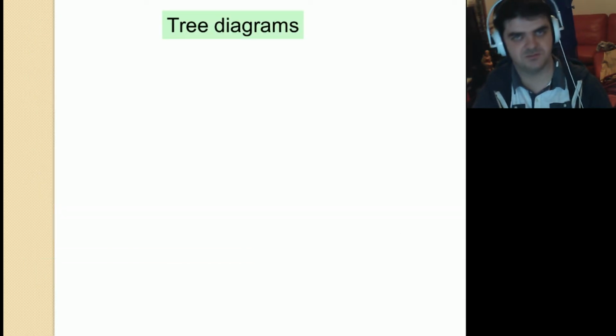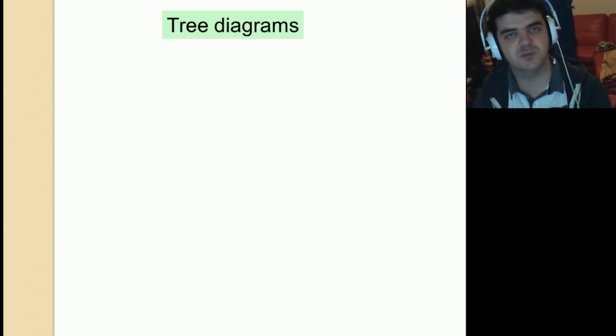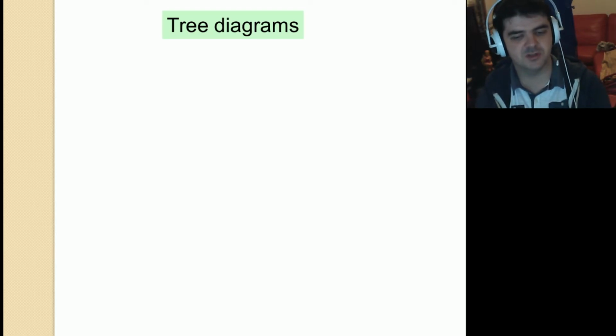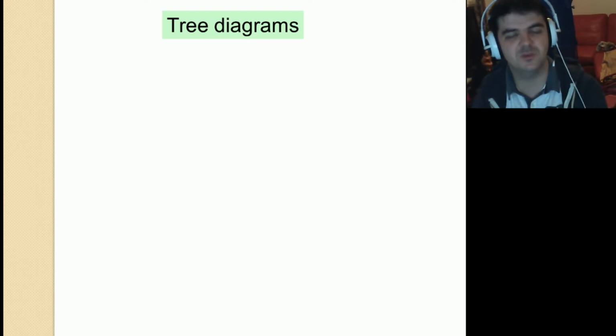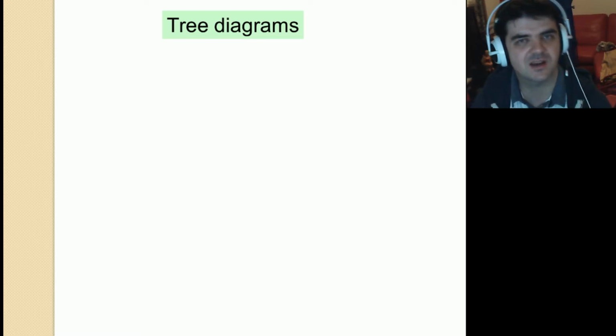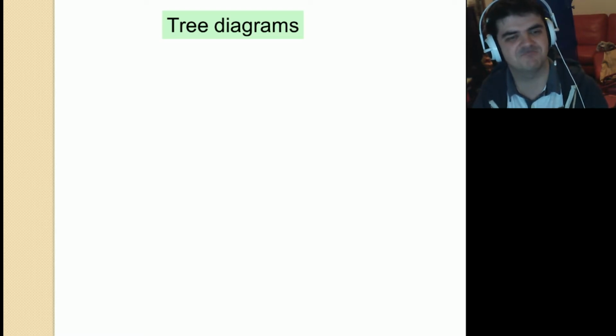Tree diagrams. Sometimes when we're talking about judging the probability of things happening together, we would use things like tree diagrams. What the tree diagram does is make it clear what you're doing, and see all the possibilities and the flow of possibilities. And we'll set one up now.